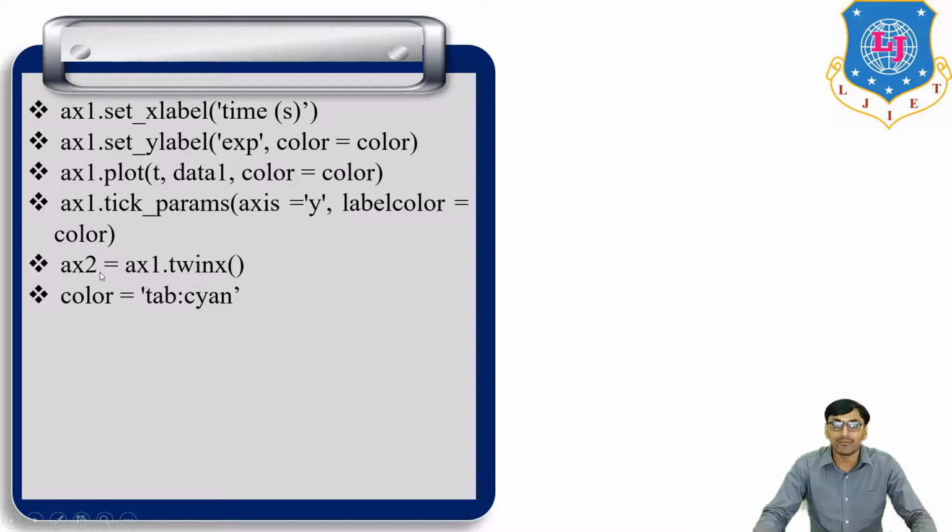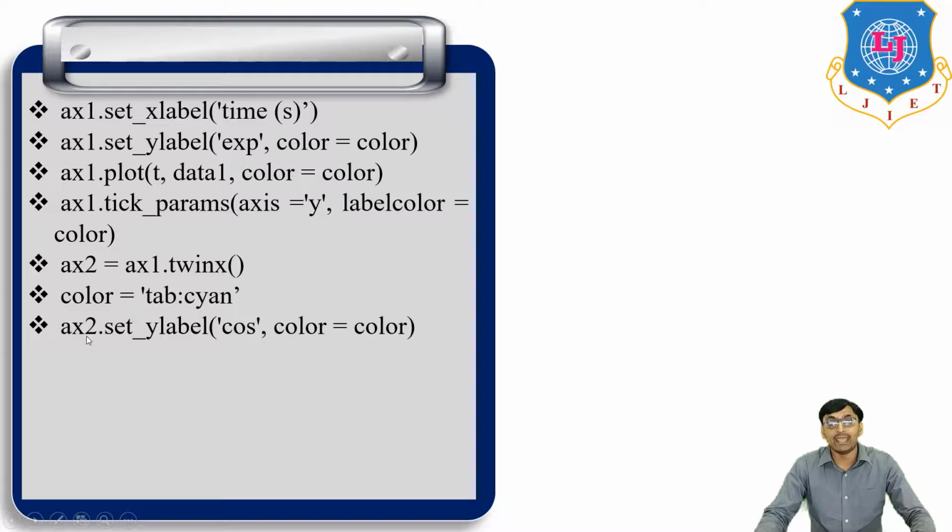In the second graph, ax2 is equal to ax1.twinx parenthesis. It means the x-axis is shared by graph 1 and graph 2. Then color is equal to tab:blue. This is the color of the second graph. Then ax2.set_ylabel. For the second graph, the x label is the same for first and second graph, but the y label is different.